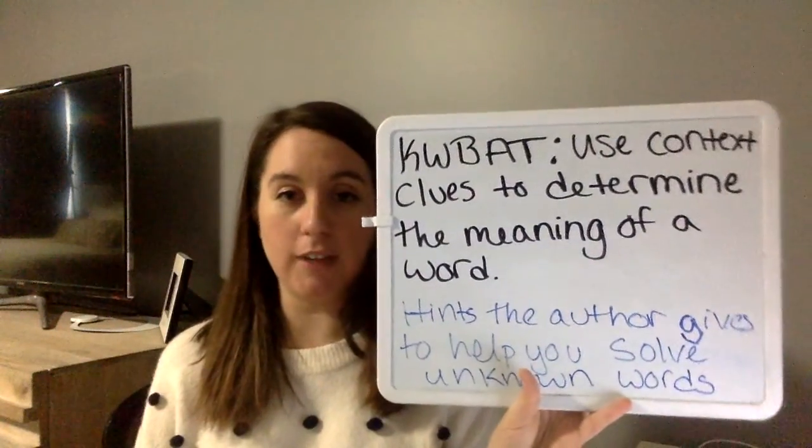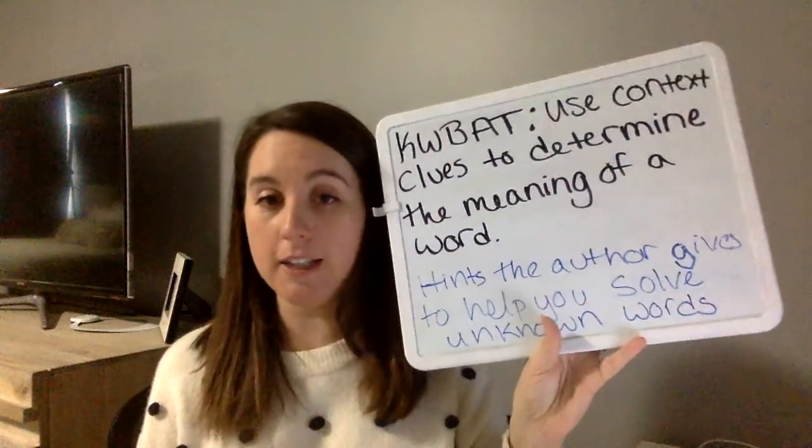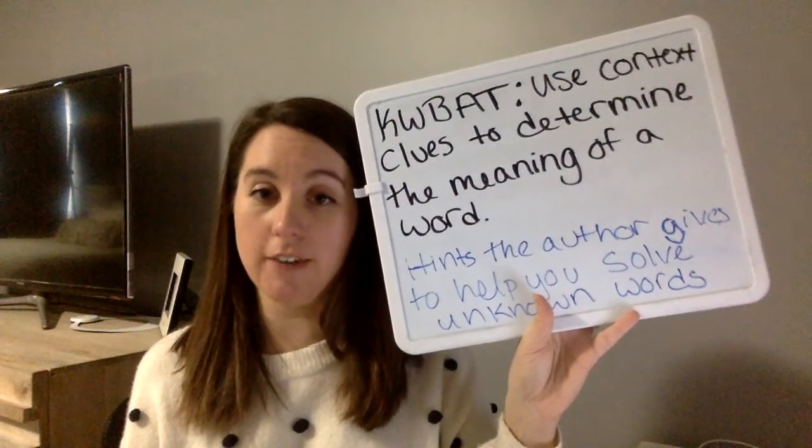Today we're going to be working on something different. So our objective is Kipsters will be able to use context clues to determine the meaning of a word. Context clues are hints that the author gives to help you solve unknown words. So the reason why we're going to talk about context clues now is because there might be some vocabulary in this book that you don't know.